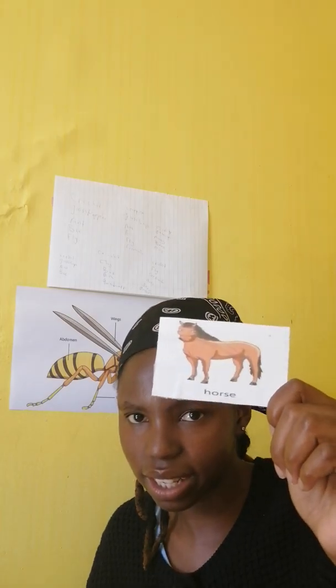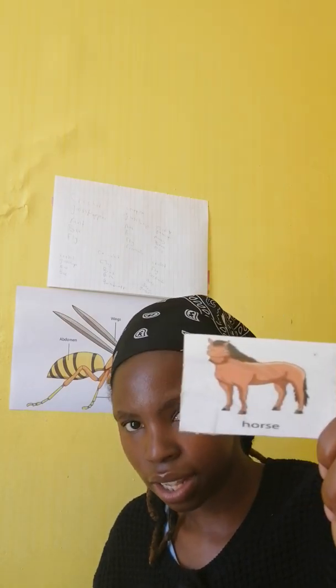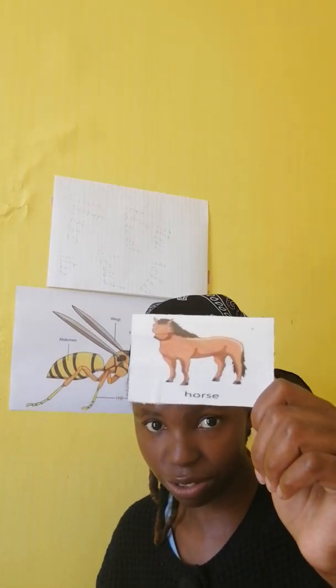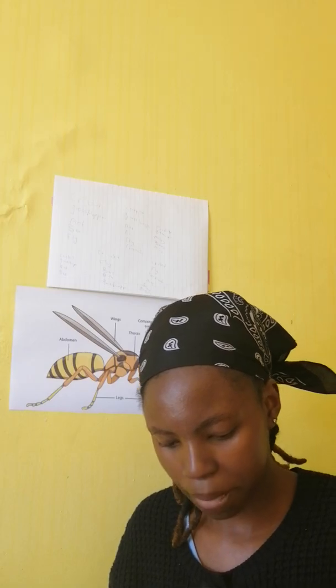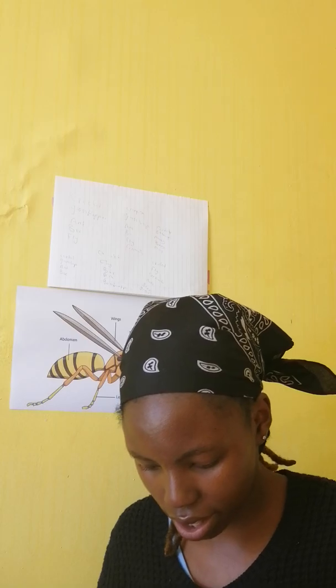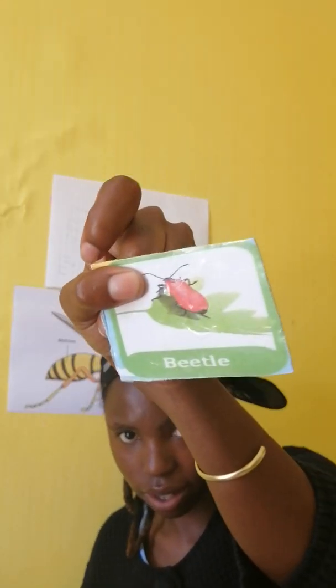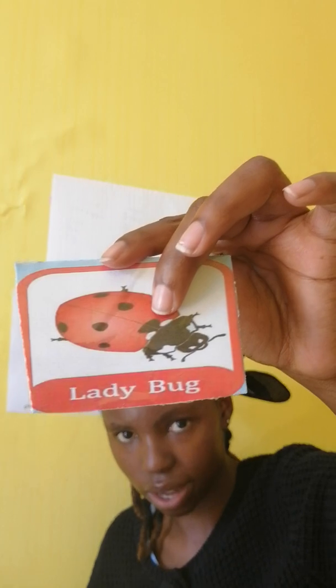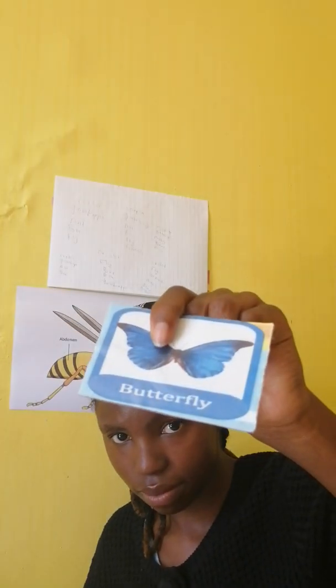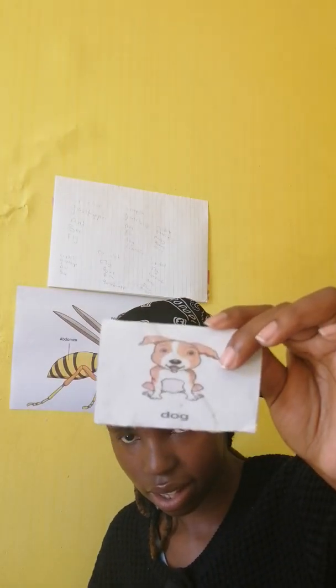Not an insect. Why? Because it doesn't have two antennae, it doesn't have three body parts, it doesn't have six jointed legs, and it doesn't have an exoskeleton, right? That's right. What about this one? Not an insect too, okay? This one, an insect, okay? This one, an insect, okay? This one, an insect, okay? Not an insect.